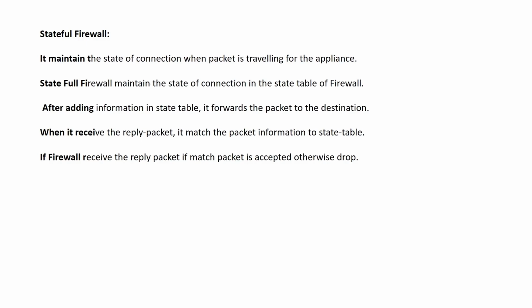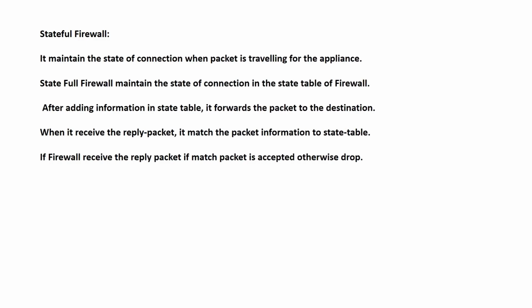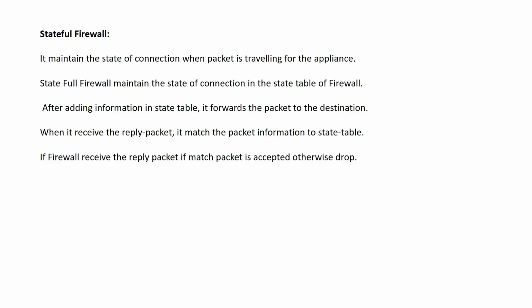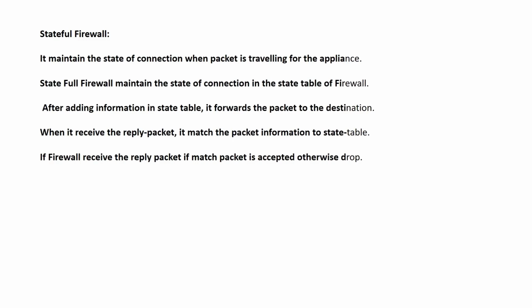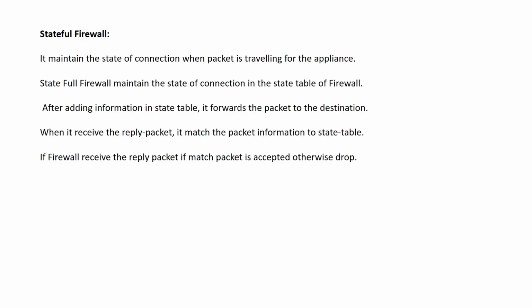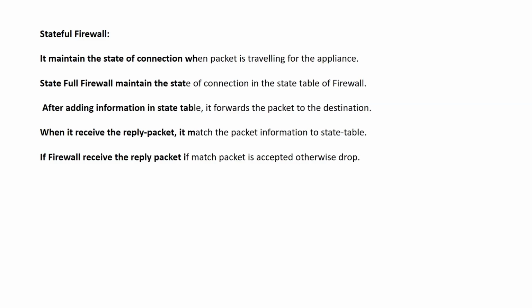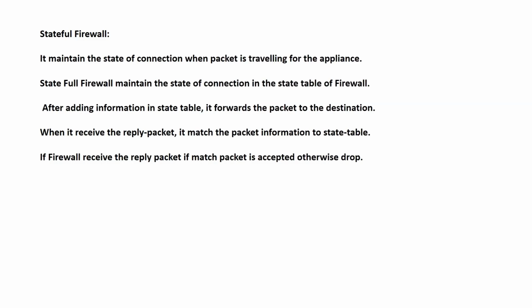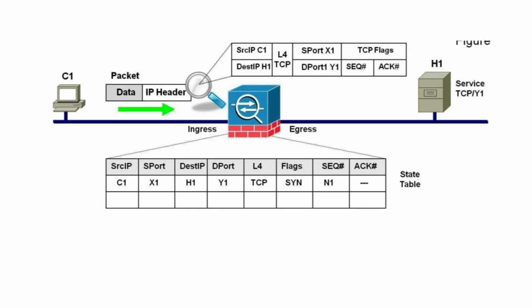Now we will discuss the generations of firewall thoroughly, one by one. Stateful firewall. A stateful firewall maintains the state of connection in the state table of the firewall. After adding information in the state table, it forwards the packet to the destination. When it receives the reply packet, it matches the packet information to the state table. If the packet matches, it is accepted, otherwise dropped.